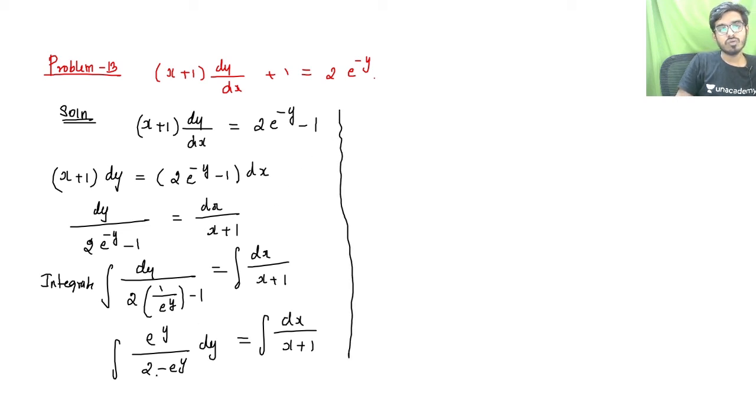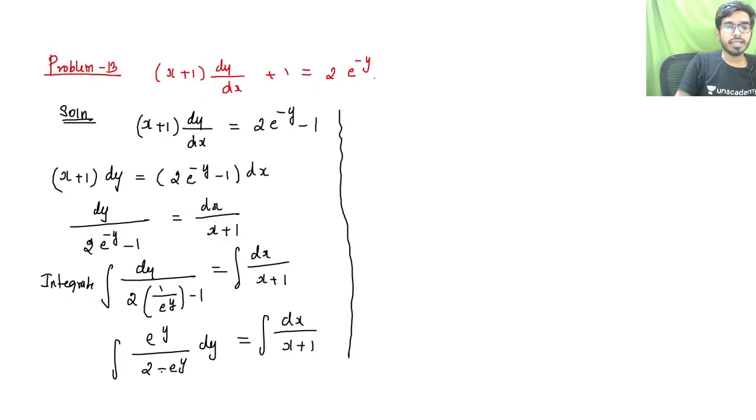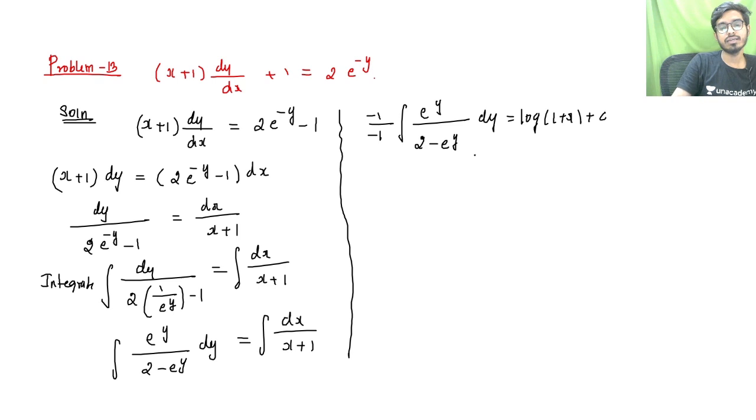So this will be what? Now we can see integral f dash of x by f of x is log of f of x. But here, take f of x as 2 minus e power y. If we differentiate this, we will have 0 minus e power y. So we should have minus here, but we don't have minus here. So what we will do is we will multiply by minus 1 and divide by minus 1. Integral e power y divided by 2 minus e power y dy will be log of 1 plus x plus some constant c, right?